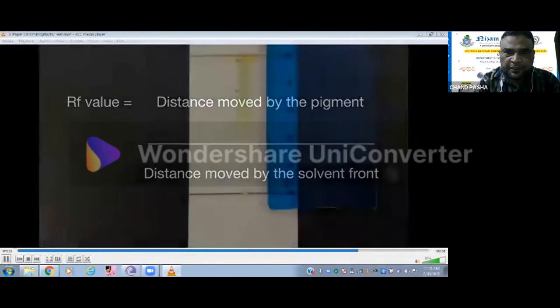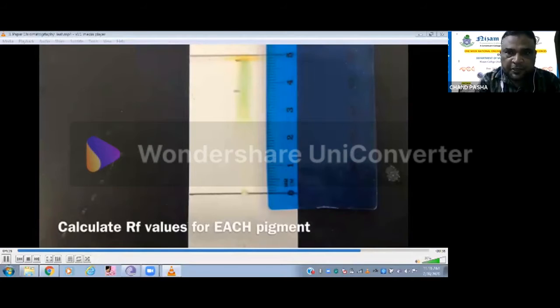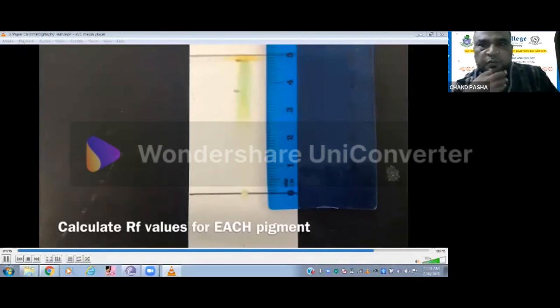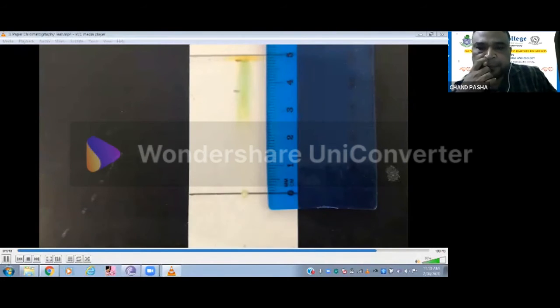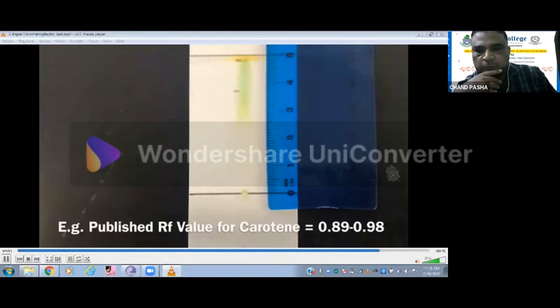You can see the carotenoid, the topmost, is a carotenoid. The total migration is 5 centimeters. And see, it is almost near to the solvent front, carotenoids have migrated. So the RF value is almost 0.89 to 0.98 for carotenes. It will migrate almost to the solvent front.